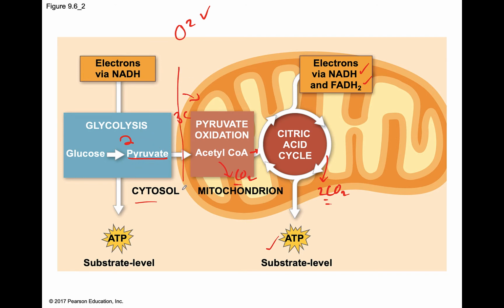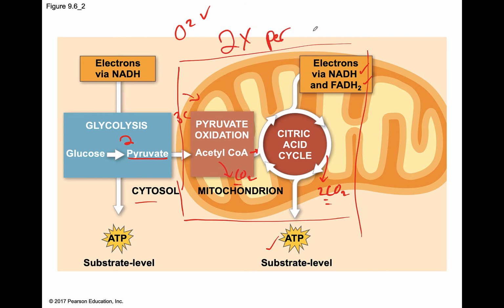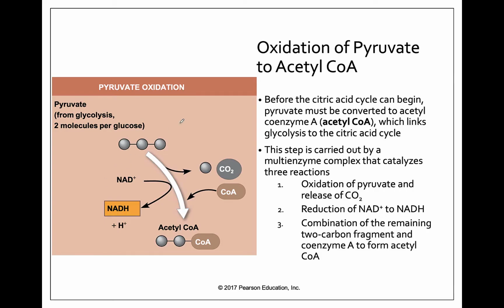So the entire process of pyruvate oxidation and the citric acid cycle is going to happen 2 times per glucose molecule, because it does 1 citric acid cycle for each pyruvate. Because we made 2, this whole thing is going to happen twice for each 1 glucose. So here's the first step. This is just a quick transition reaction that has to be done before pyruvate can enter the citric acid cycle.